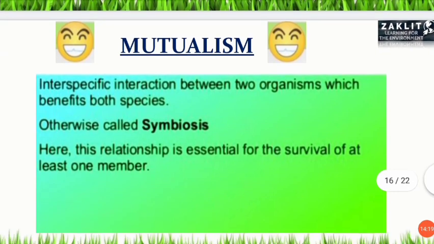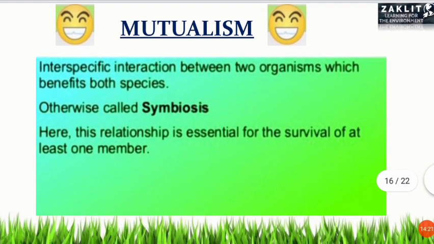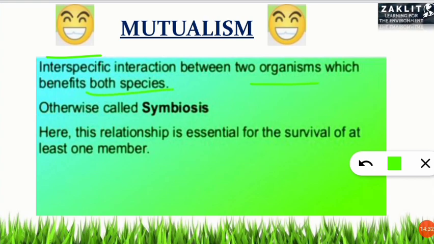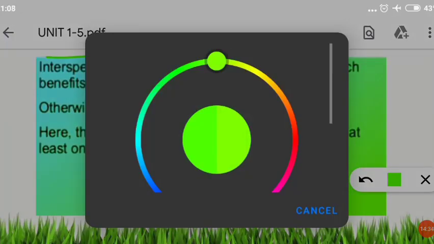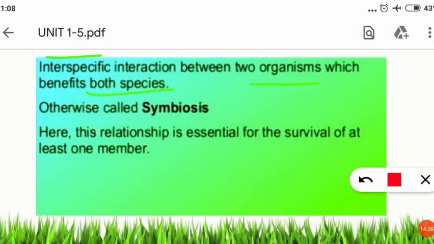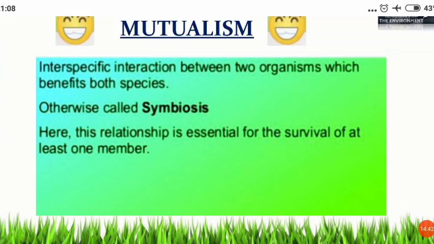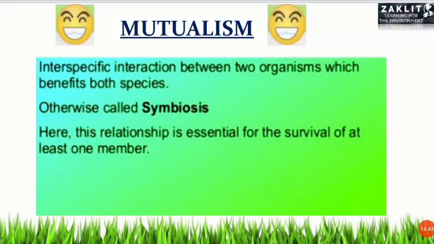As you can see, both the smileys are smiling. That means there will be happiness in both the cases. That means interspecific interaction occurs between two organisms which benefit both the species. So here the two species are having the benefit, they are benefited by the interaction. That's why we are showing you that these smileys are smiling, because both are having the benefit.